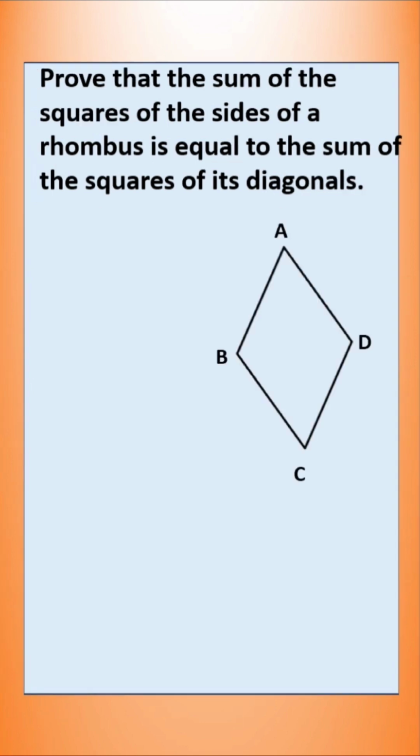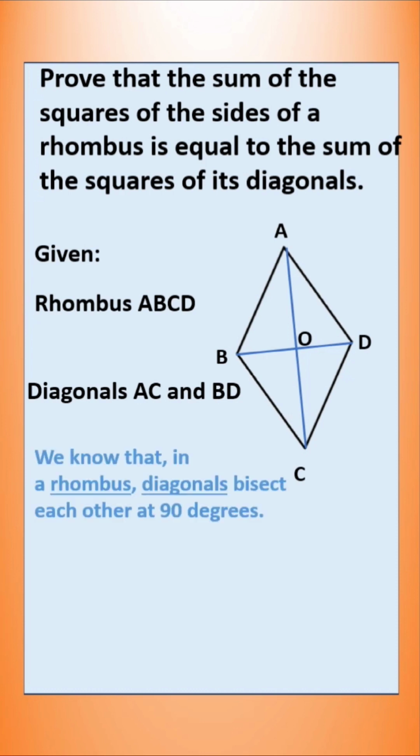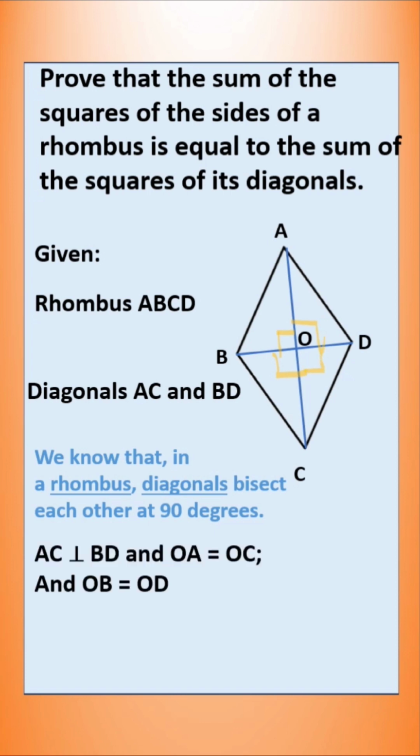We are given rhombus ABCD. So given is rhombus ABCD and diagonals AC and BD which intersect at the point O. And since in a rhombus diagonals bisect each other at 90 degree, all these angles are 90 degree. Now we have AC is perpendicular to BD and OA is equal to OC, OB is equal to OD.